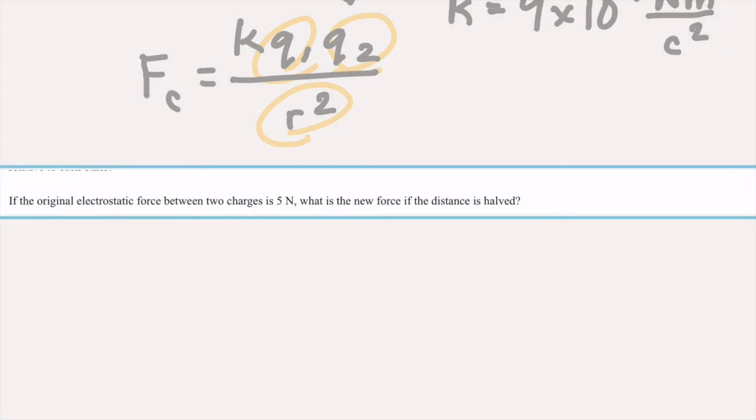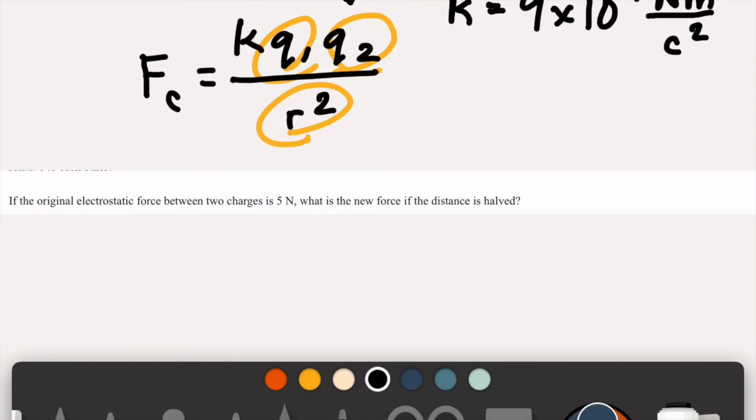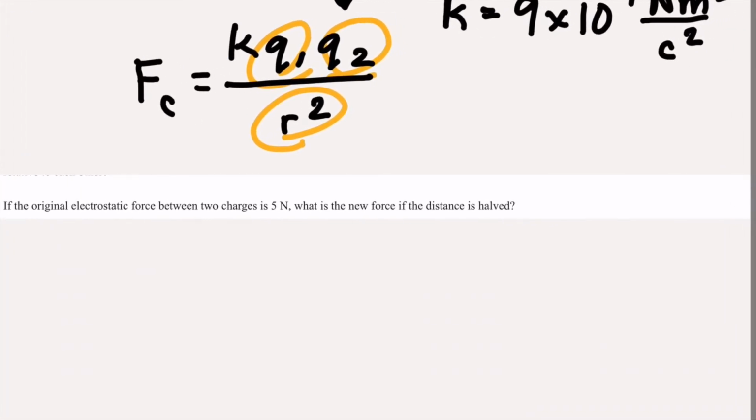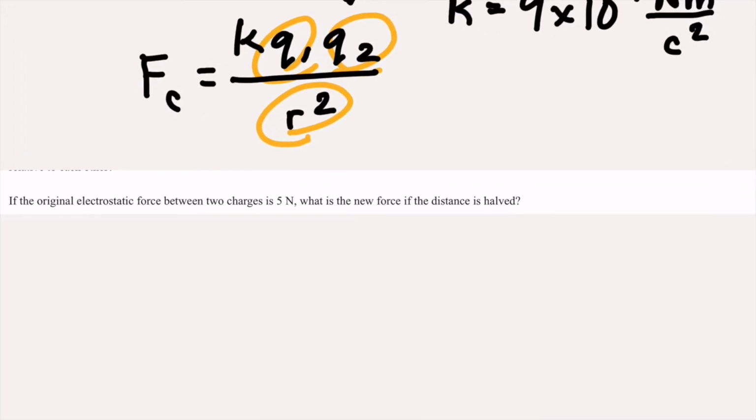Alrighty, so here's our next problem. If the original electrostatic force between two charges is 5 newtons, what is the new force if the distance is halved? If we halve r, we amplify Fc by a factor of 4. If you don't know where this number comes from, don't worry, we're going to go through it right now.